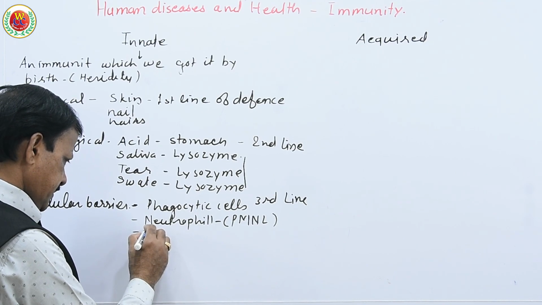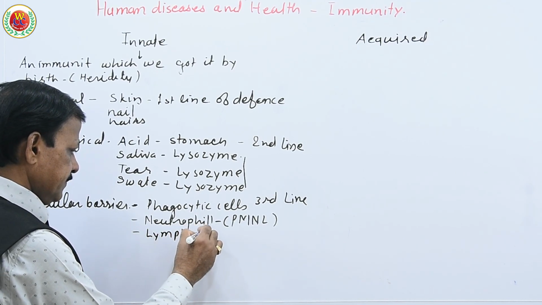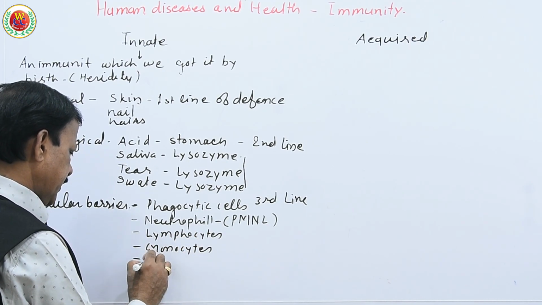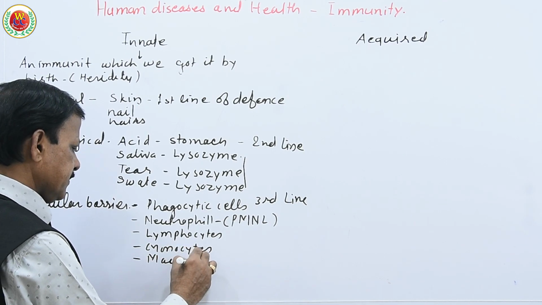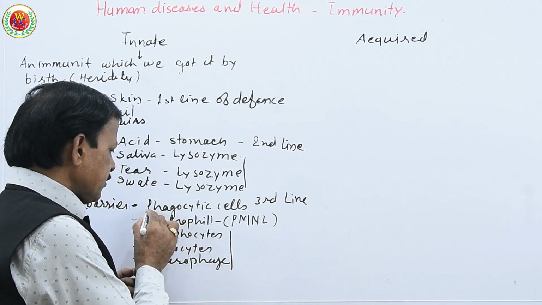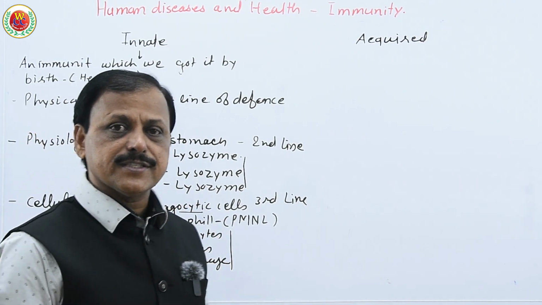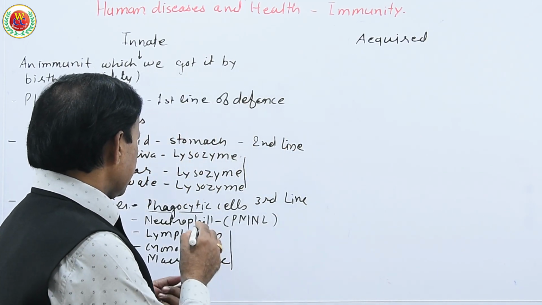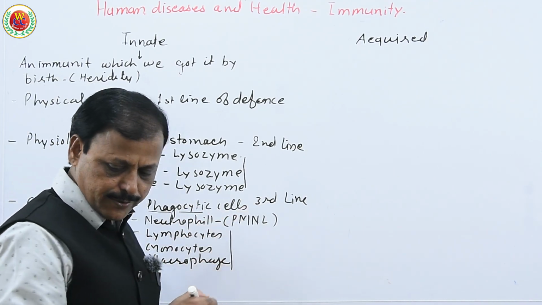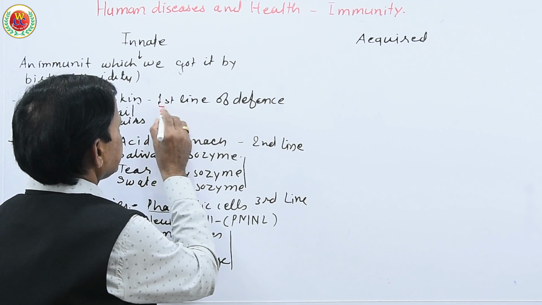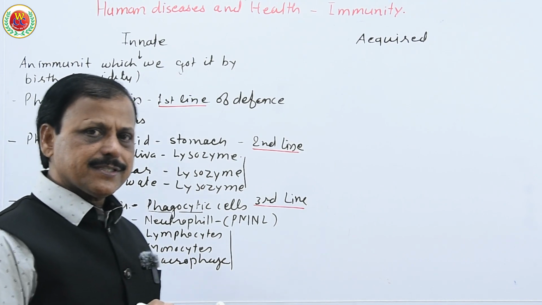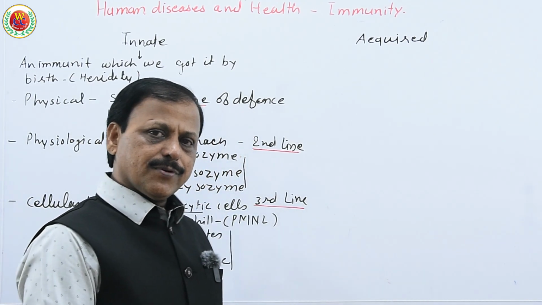Lymphocytes, monocytes, and macrophages in areolar tissue. They directly engulf, as I told you, phagocytic. That means they directly kill the pathogen when it enters our body. This is the third line of defense. So it is very important to understand the first line of defense, second line of defense, and third line of defense. These three doctors protect our body from pathogens.